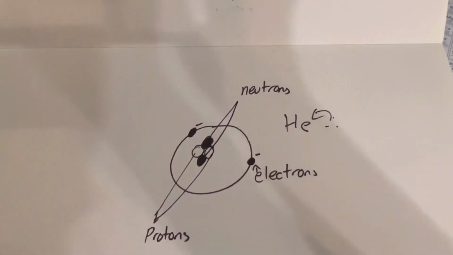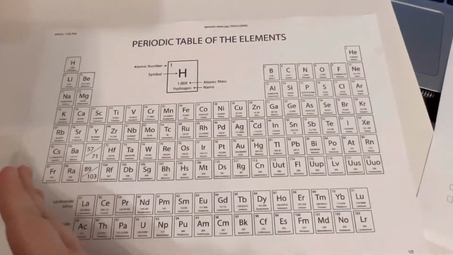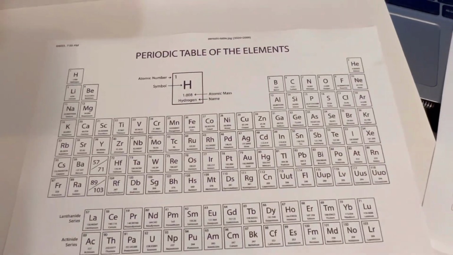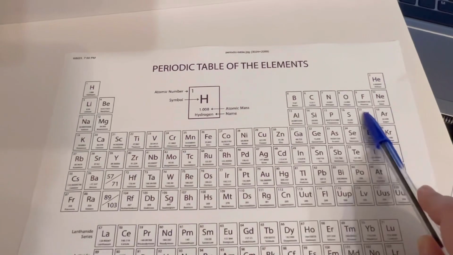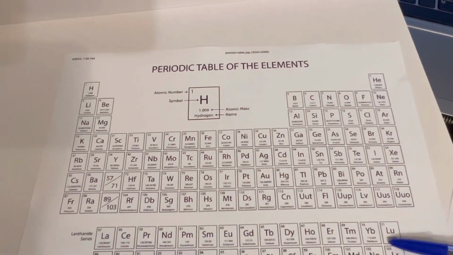Okay, next. So you also need to know how to number the groups and periods on the periodic table. So groups go across and periods go down.